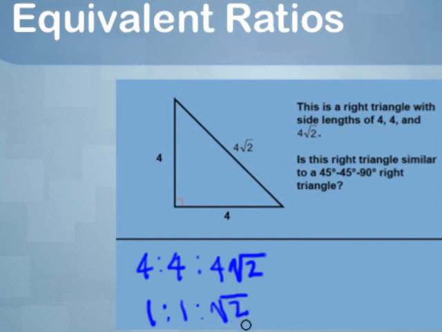To generate equivalent ratios with three items, multiply each term by the same number. So let's try multiplying this ratio by 4. The results are 4, 4, 4 square root of 2, which is what we're looking for. So this right triangle is a 45, 45, 90 degree right triangle. Let's look at one more example.